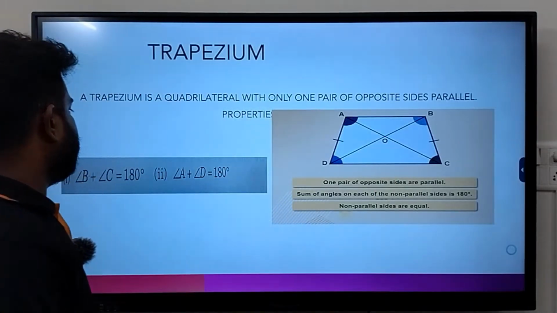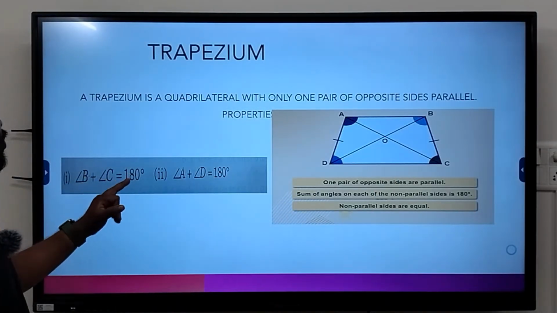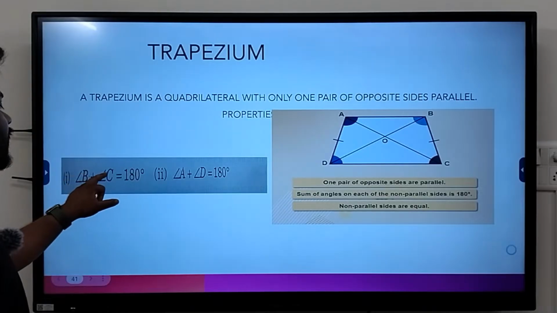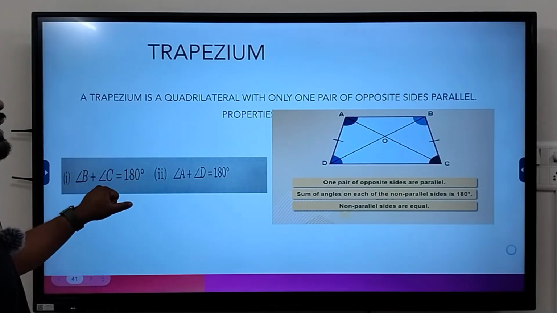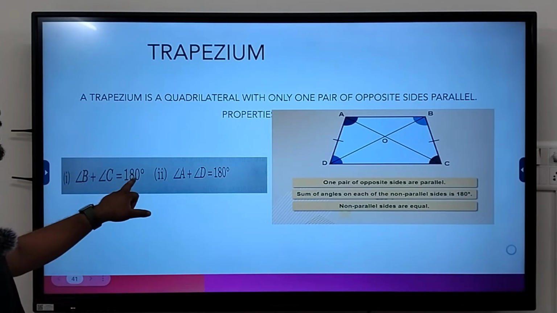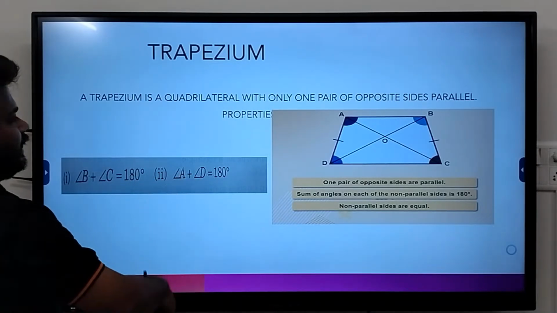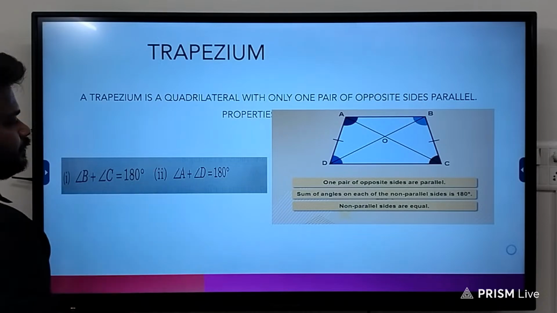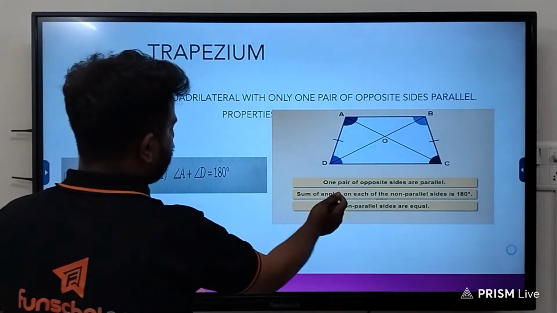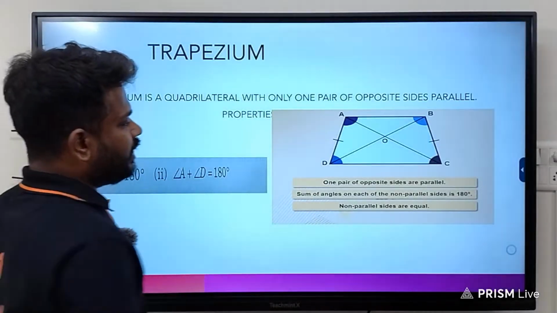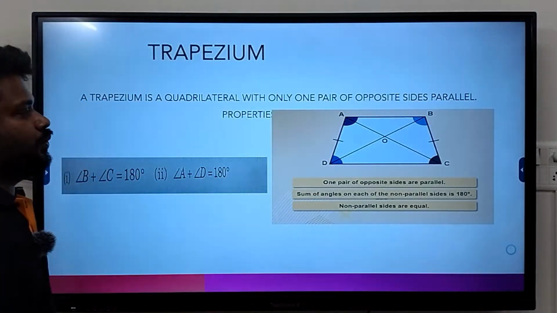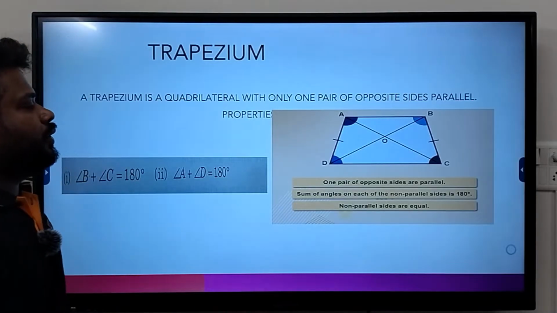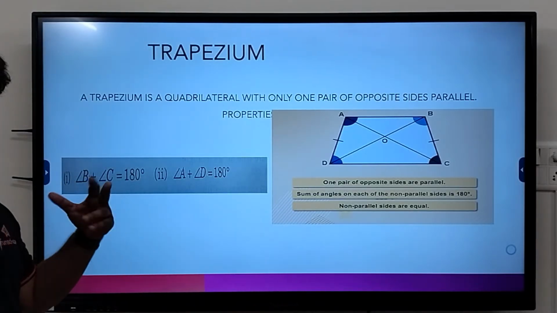You have already been told that these are just properties: angle B and angle C will be supplementary, that is, the sum will be 180, and angle A and angle D will again be 180 degrees. So this is a property. One pair of opposite sides are parallel, the sum of angles is as shown here, and the non-parallel sides are not equal.